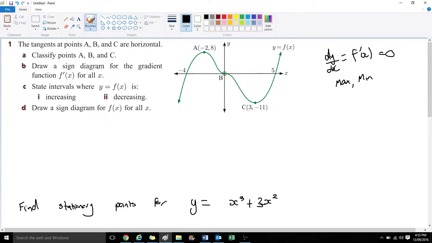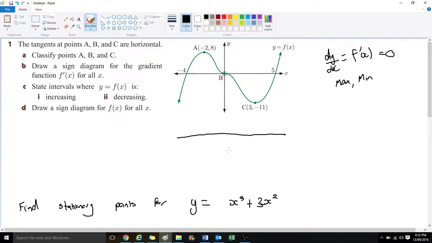Draw a sign diagram for the gradient function f'(x). So it wants us to draw a sign diagram for f'(x). Now we're not told the function, so we can't necessarily do that, but we do know the connection between when it's increasing and when it's decreasing. So we're going to have to look at this function and see that it's increasing for x less than -2. I'm going to draw the sign diagram underneath here.